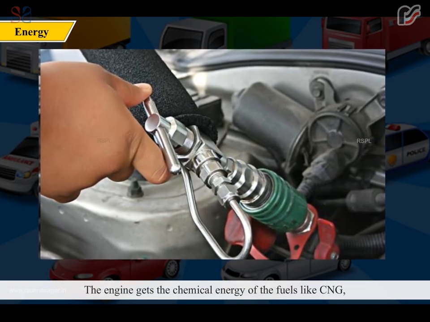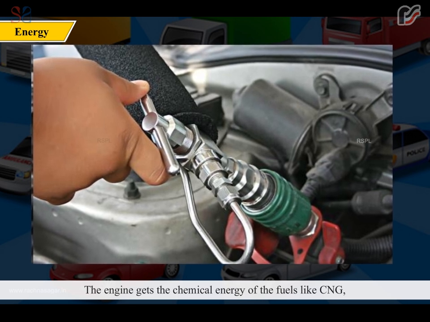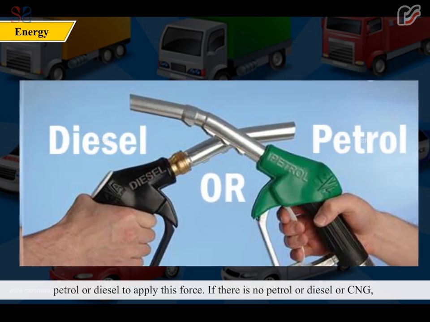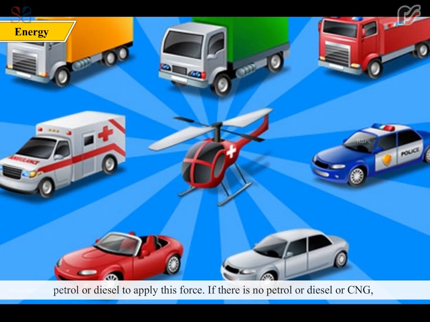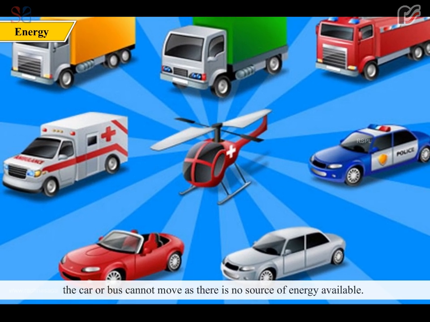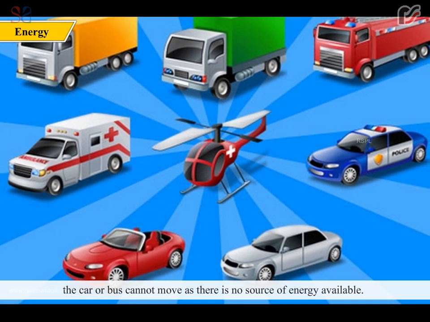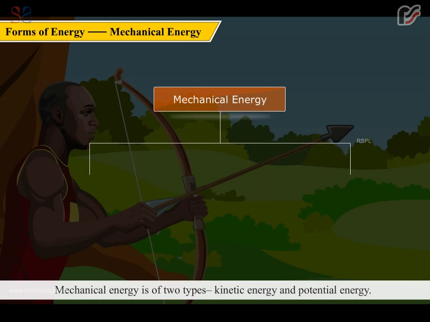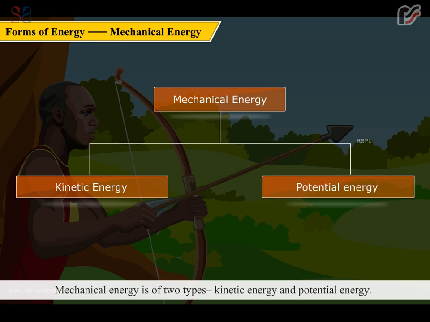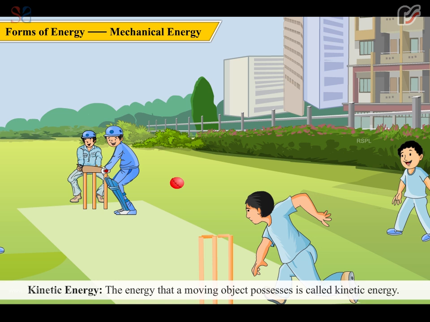The engine gets the chemical energy of the fuels like CNG, petrol or diesel to apply this force. If there is no petrol or diesel or CNG, the car or bus cannot move as there is no source of energy available. Forms of energy. Mechanical energy. Mechanical energy is of two types: kinetic energy and potential energy.